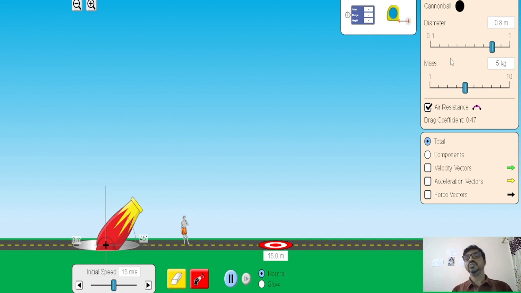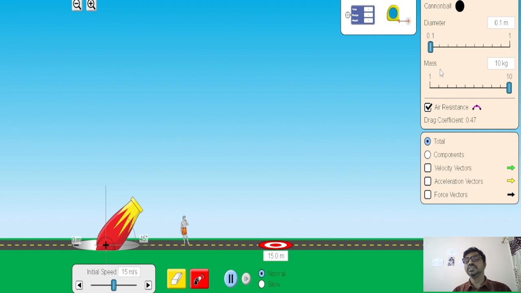Now we go to the right hand side. We have one parameter, which is the size, the diameter of the cannonball, which can vary from 0.1 meter to 1 meter. And also we have the mass of the cannonball, varying from 1 kg to 10 kg. I'll take four situations here. One is the least size and least mass. And then we go for highest size and highest mass. Third situation, highest size and least mass. And then fourth situation, least size and highest mass.